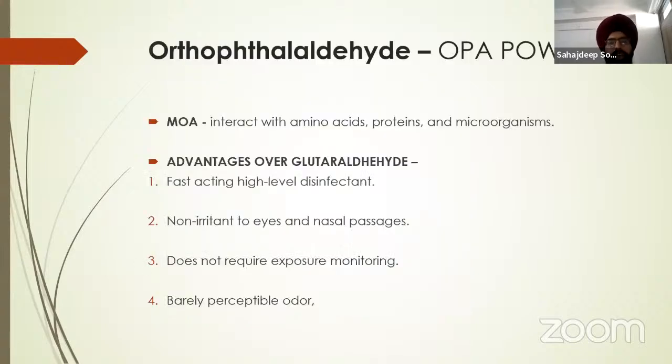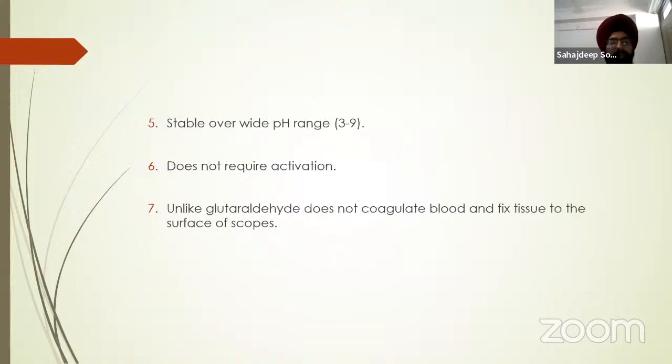Then is the orthophthaldehyde, comes by the brand name of OPA. The mechanism of action is it interacts with amino acids, proteins, and microorganisms. The advantages over glutaraldehyde are that it's fast acting, it is non-irritant to eyes and nasal passage of health personnel, it does not require the exposure monitoring, and it has barely perceptible odor. It is stable over wide range of pH from 3 to 9 and does not require activation like glutaraldehyde. And unlike glutaraldehyde, it does not coagulate or fix the blood to the surface of spores. So these are all the benefits of orthophthaldehyde over glutaraldehyde.